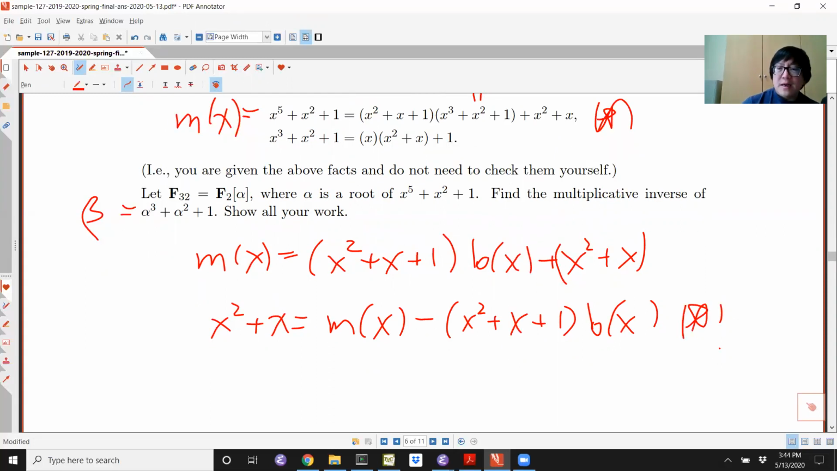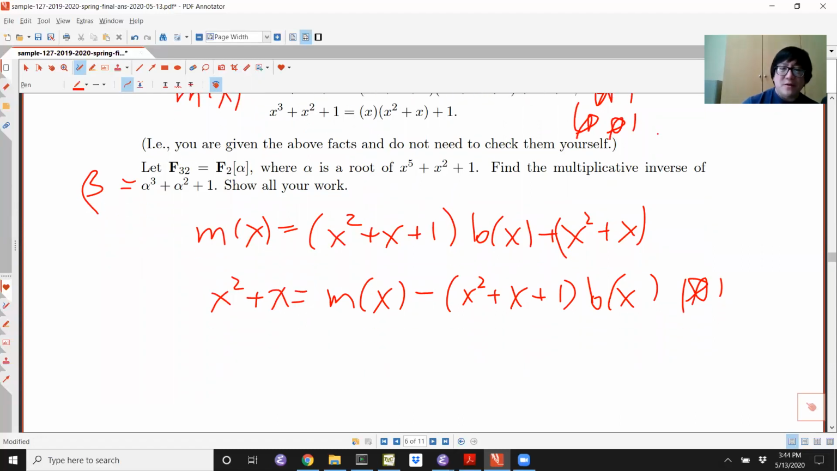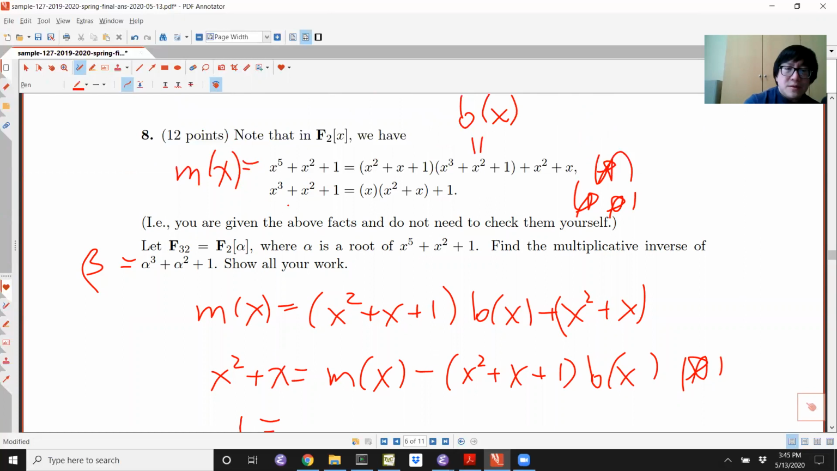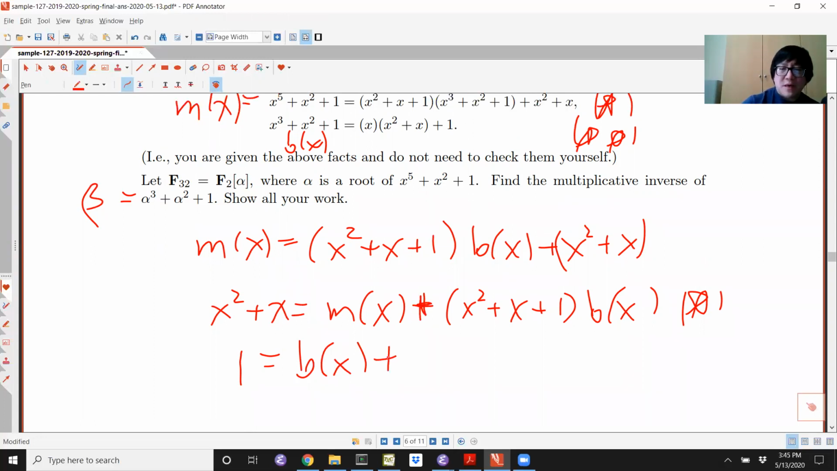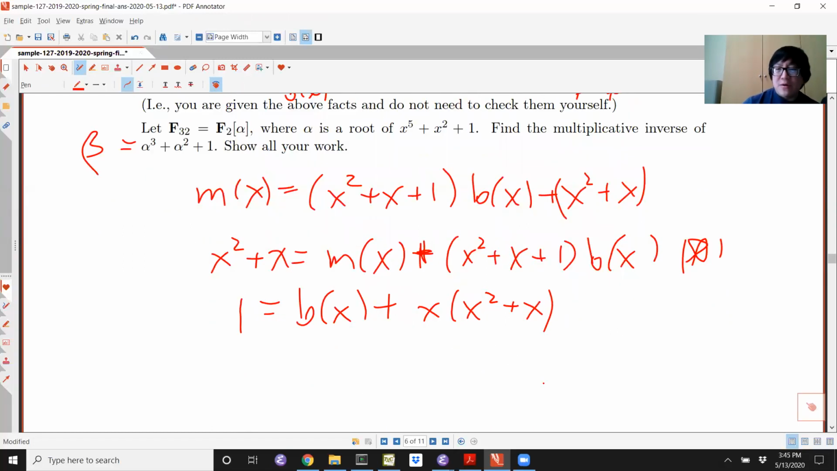Now, if I rewrite double star, we see that 1 is equal to, I should label this as b of x, 1 is equal to b of x plus, because minus is the same as plus, remember, x times x squared plus x. And that's just rewriting double star. So everybody's good so far?